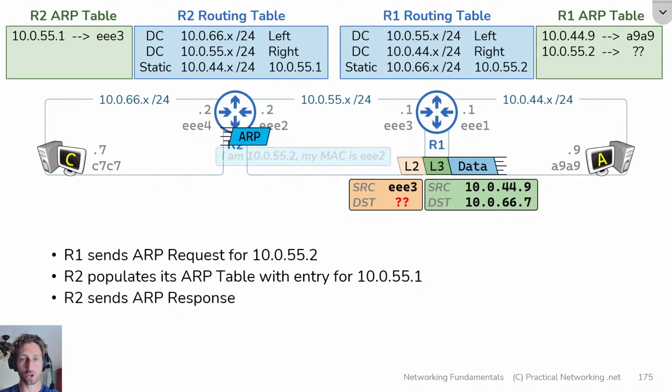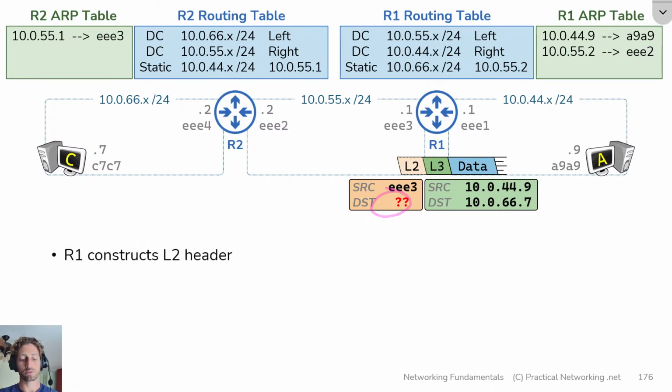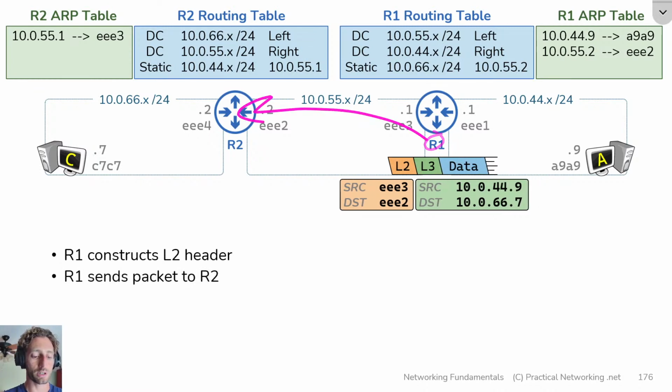Then R2 is going to generate a response. That response includes the ARP mapping that R1 was looking for. Once that is received by R1, R1 will learn the mapping that it's trying to learn, and now R1 can add this MAC address to the layer 2 header in order to deliver the packet to R2. That is what's going to get the packet from R1 to R2.